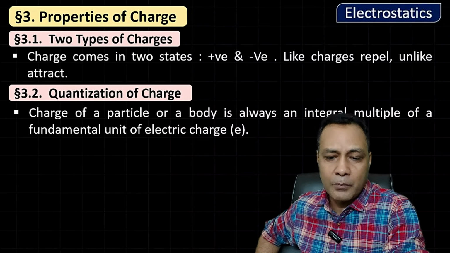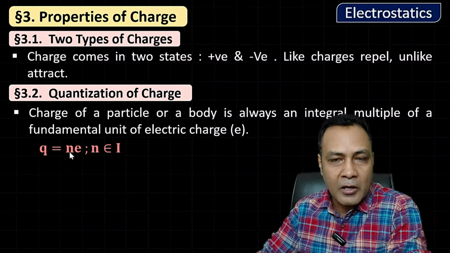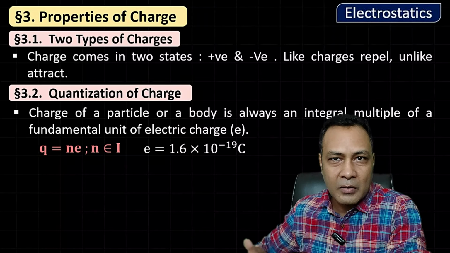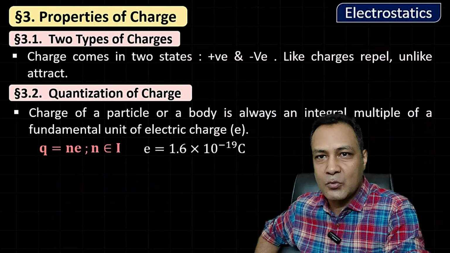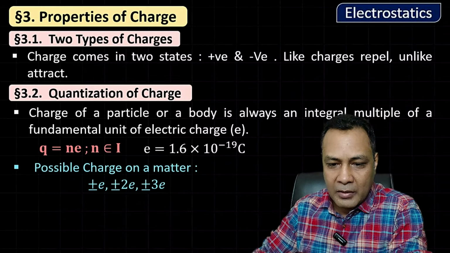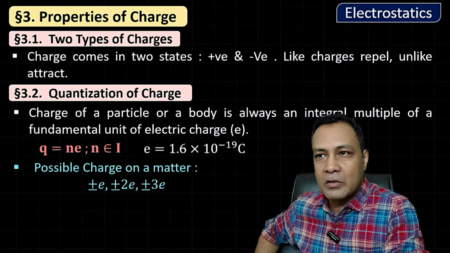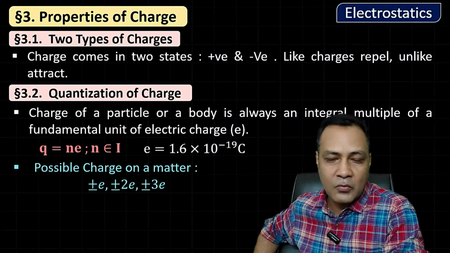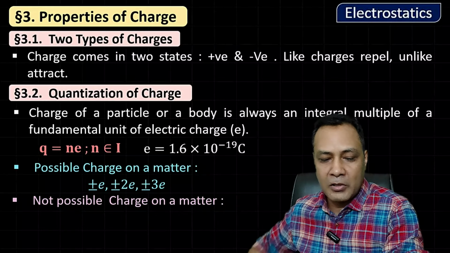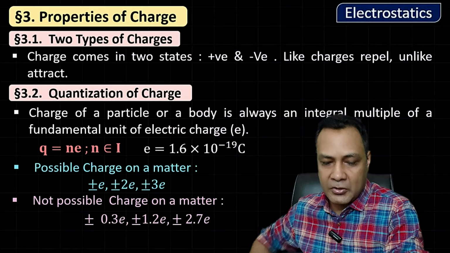The unit of charge is the coulomb. So we can have a charge in a multiple of e, and as the integer can be positive or negative, the possible charges can be plus or minus e, plus or minus 2e, plus or minus 3e, plus or minus 100e, like that. And we cannot have charges like minus 1.2e or minus 3.7e or plus 4.8e. We cannot have any charge that is not an integral multiple of e. So this is the meaning of quantization of charge.